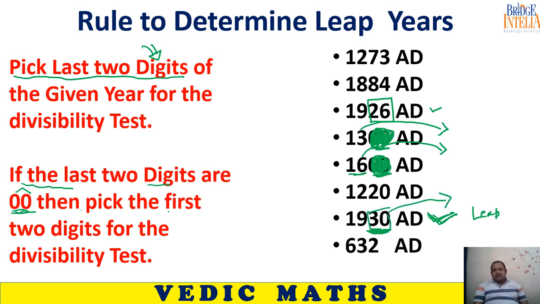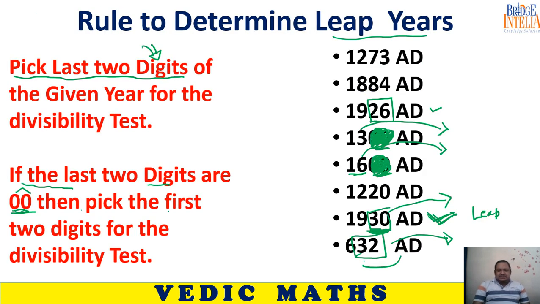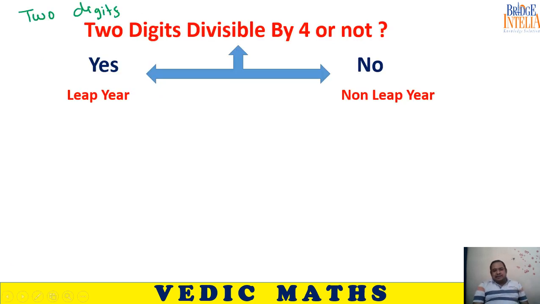So no problem. If somebody asks me to verify whether 632 AD is a leap year or not, I will pick the last two digits. I will pick 32 and I will do the second step. The second step is the divisibility test. In the first step, you have picked two digits, keeping in mind that picking 00 is not allowed. So now you have already picked two digits. So this is step 2.